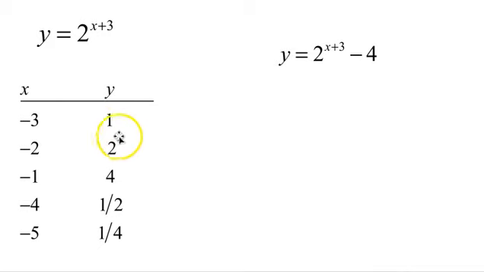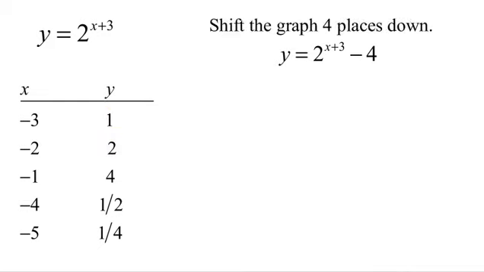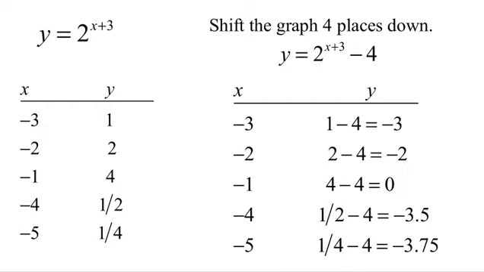That's going to require me to shift all of these points down 4 units. So the y values: 1 minus 4, 2 minus 4, 4 minus 4, etc. Shifting it 4 places down, we get 1 minus 4, negative 3, 2 minus 4, negative 2, 4 minus 4, 0, a half minus 4, negative 3 and a half, a quarter minus 4, negative 3.75.